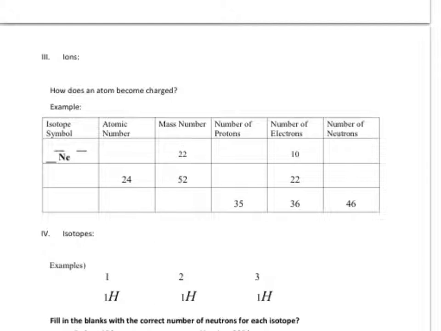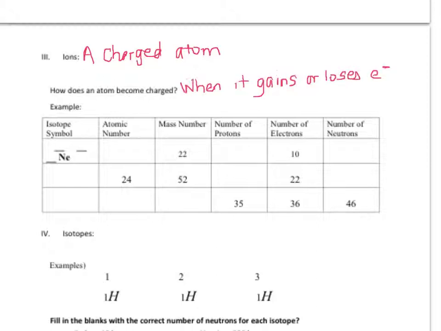Okay, so now let's talk about ions. Let's talk about charges. What is an ion? An ion is a charged atom. So how does an atom become charged? How does it go from being stable to being charged? How does it go from having equal numbers of protons and electrons to having unequal numbers of electrons and protons? What happens? There we have it. An atom becomes charged when it gains or loses electrons.